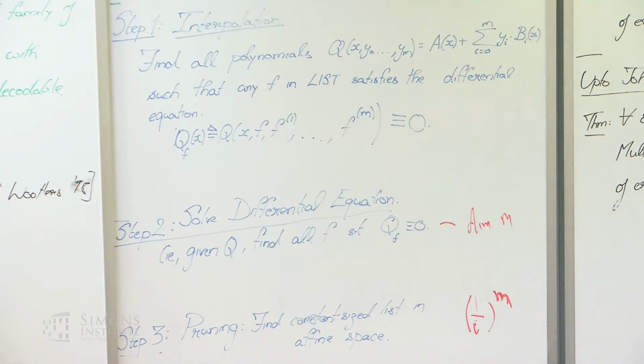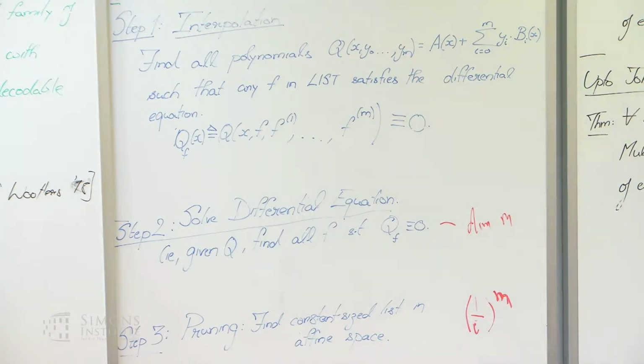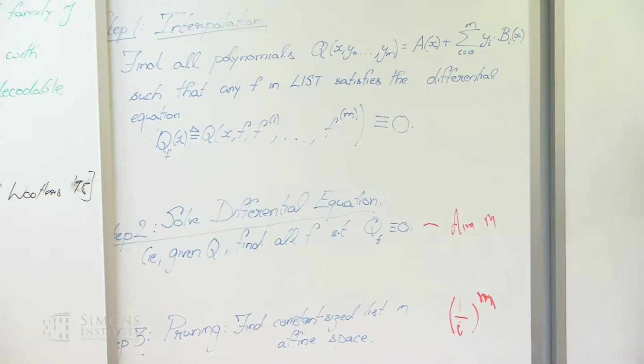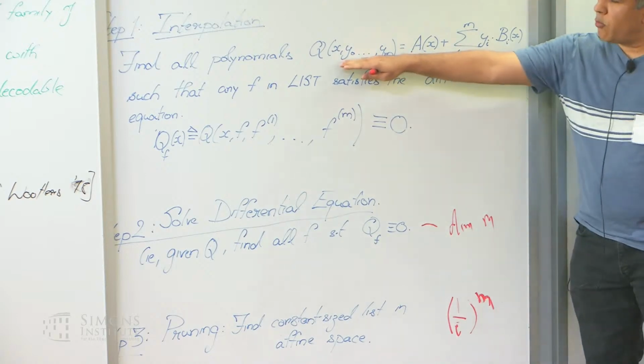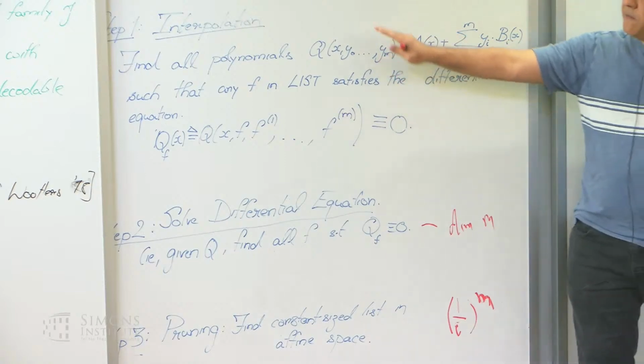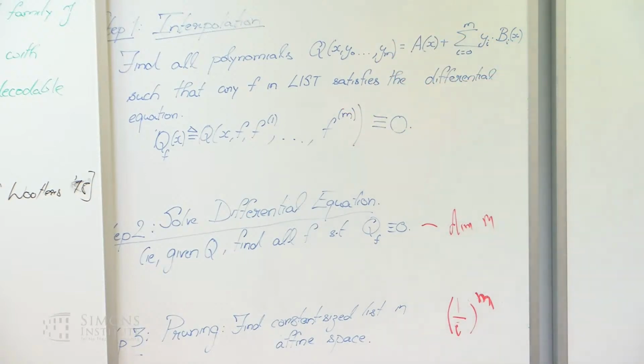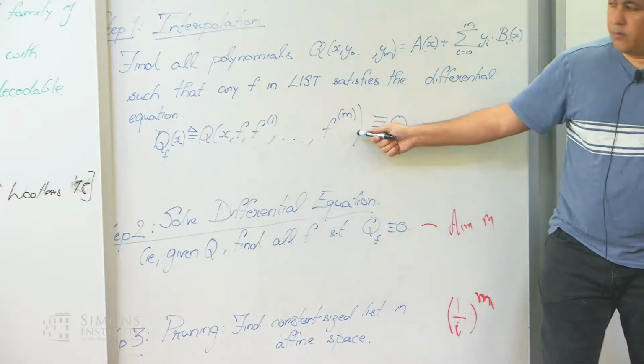Okay, so let's get to the first step. Let's do each step one at a time. I want to find an equation Q that captures the entire list. I want to find a polynomial Q of not too large a degree, so that every f in the list satisfies this differential equation. How do we go about doing this? Let's state what exactly happens here. We want such a polynomial identity to be satisfied when you plug in f.